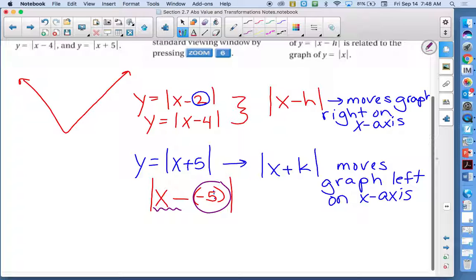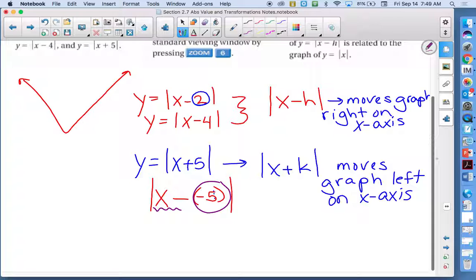Because a minus negative 5, if we simplify it, turns into a plus sign. So the graph is moving to the left because the formula piece always is x minus. It's just, we usually simplify things. We don't really say x minus a negative 5. We say x plus 5. That's really what it's talking about. So that's why the graph is moving in the opposite direction of what you think it should. Questions?